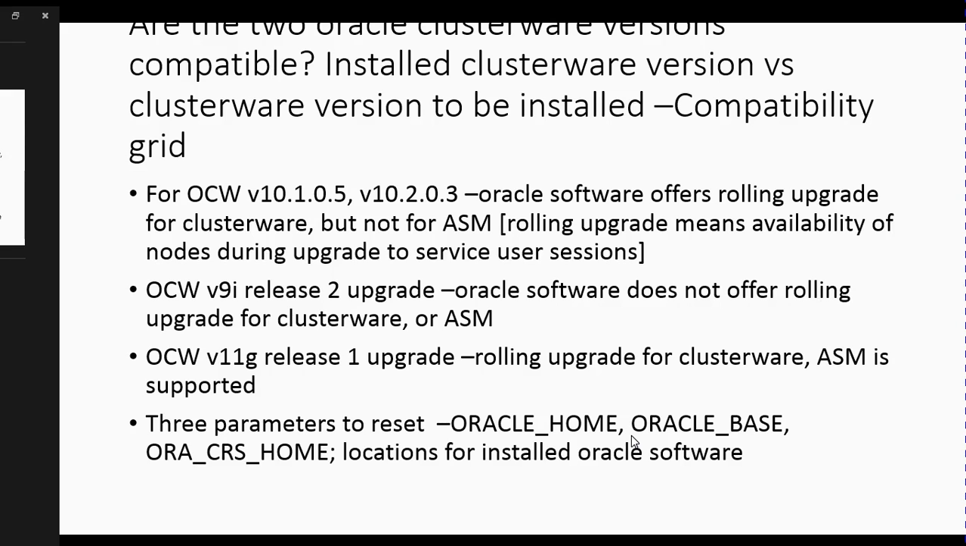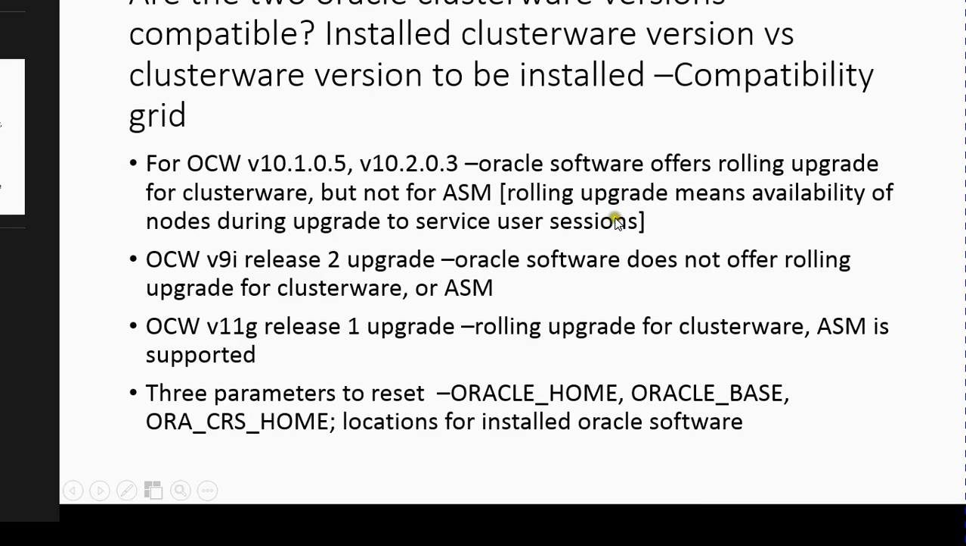So if you have these two release versions, you will not be able to do an ASM rolling upgrade. Definitely you would have to have your RAC environment shut down, and the users will have to wait until you complete the upgrade.